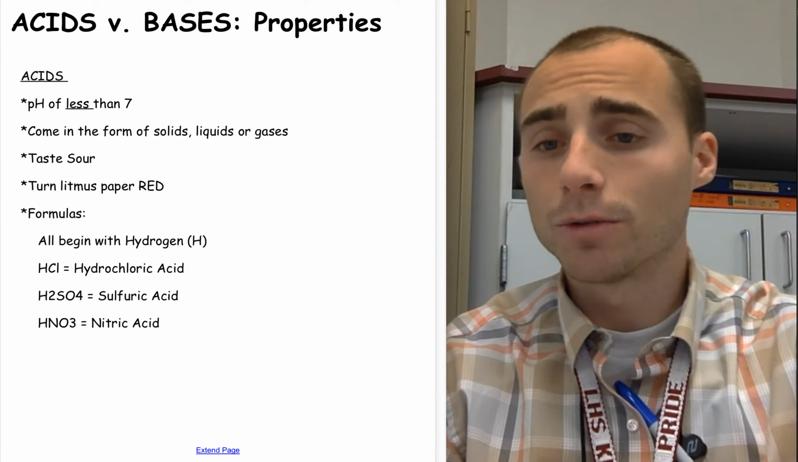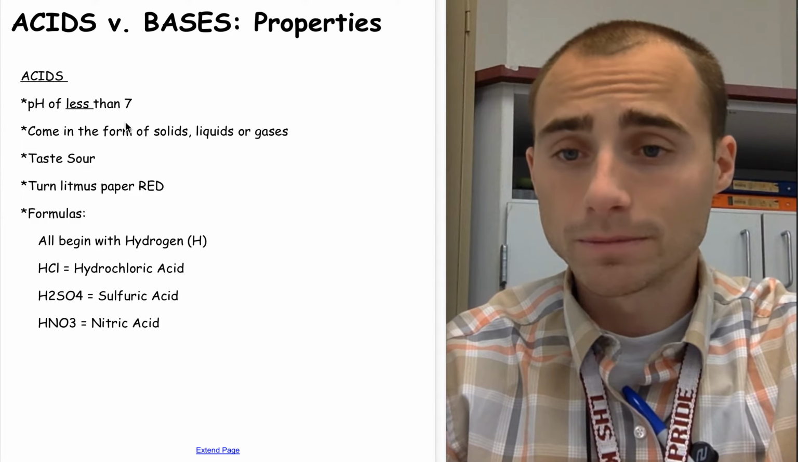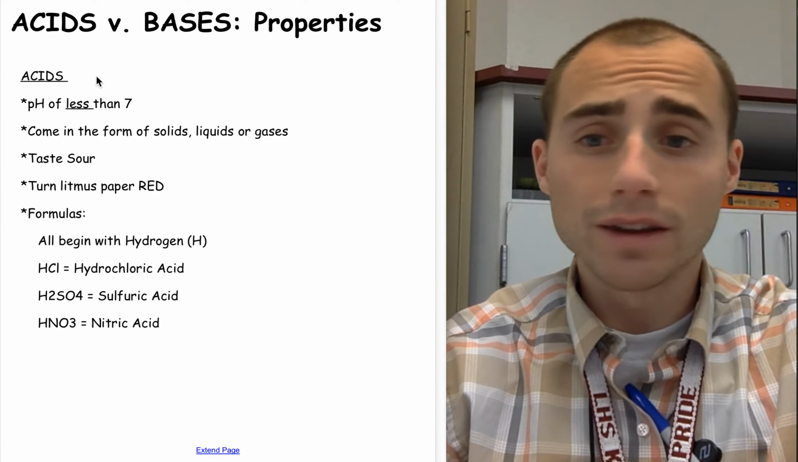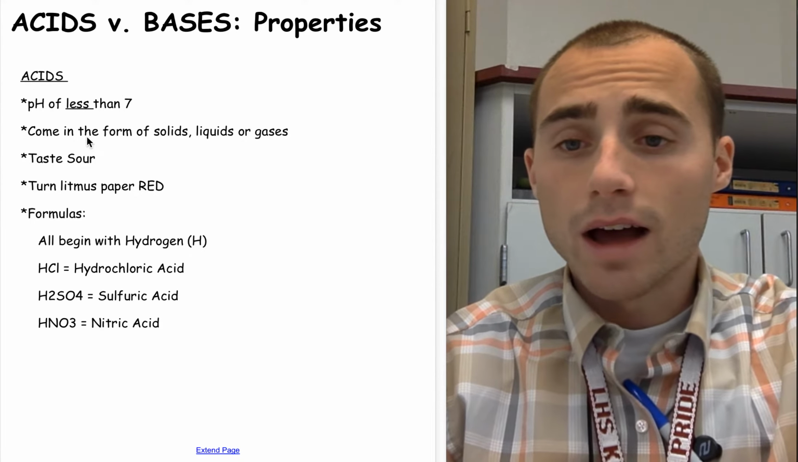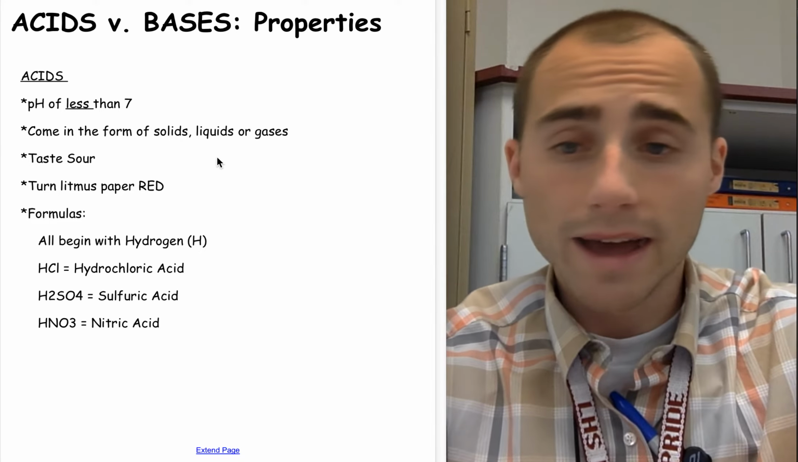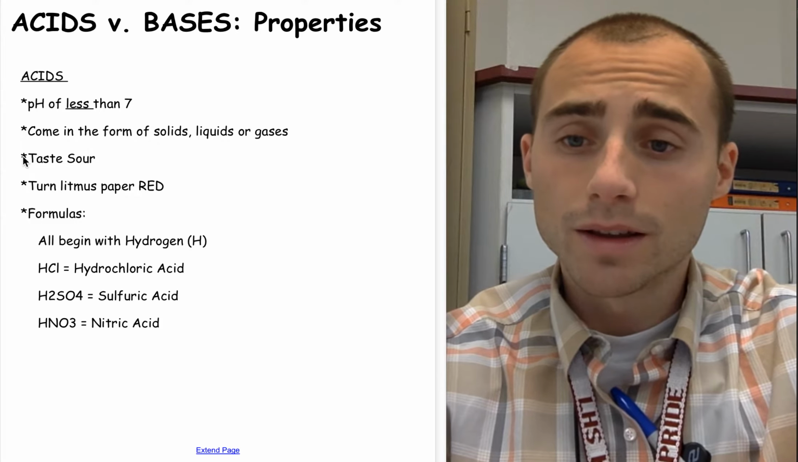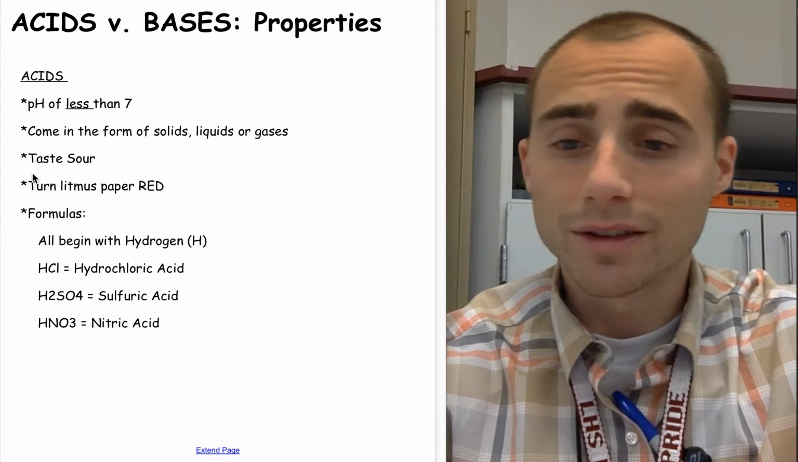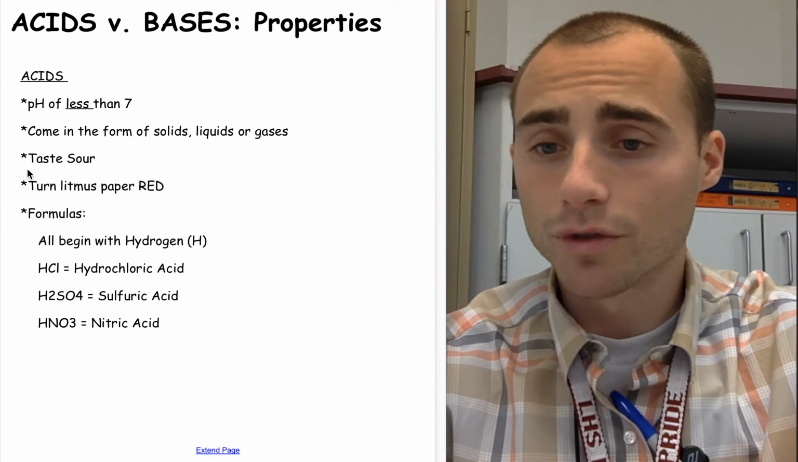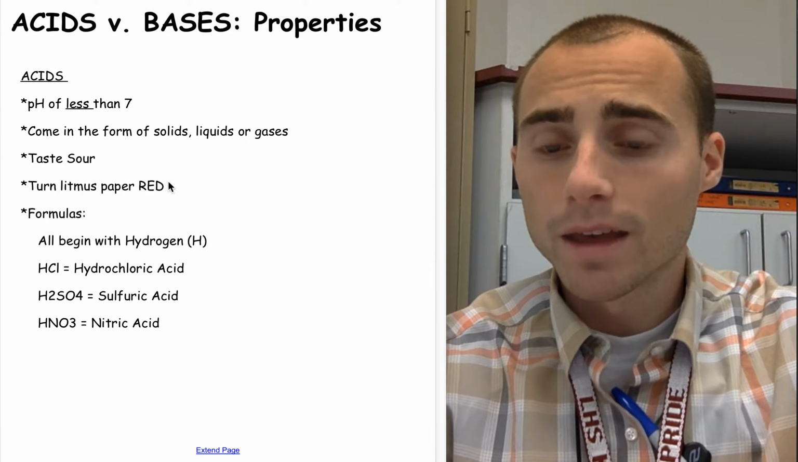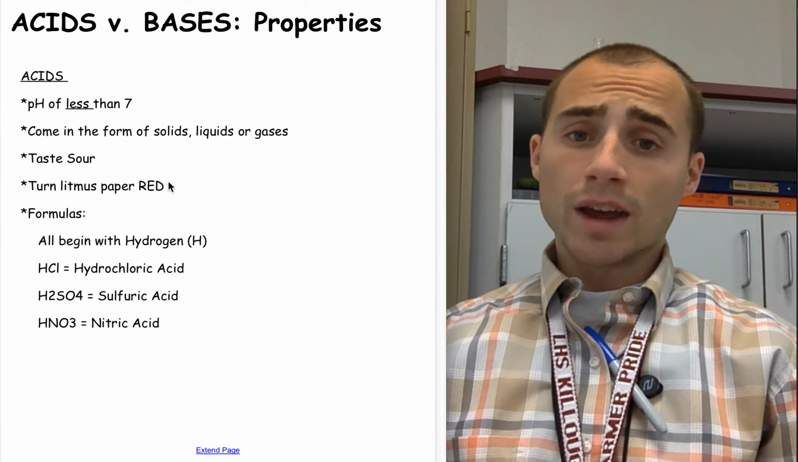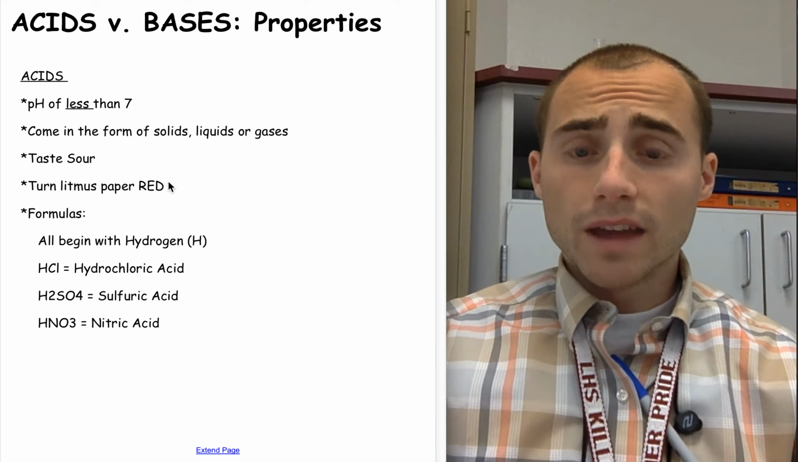As I stated just a moment ago, acids have a pH of less than 7. So if it is under 7, then it's going to be an acid. They can come in the form of solid, liquid, or gas. If you were to taste them, they generally taste sour. You wouldn't want to taste anything like battery acid, though. That would be a very, very poor choice. So they taste sour.